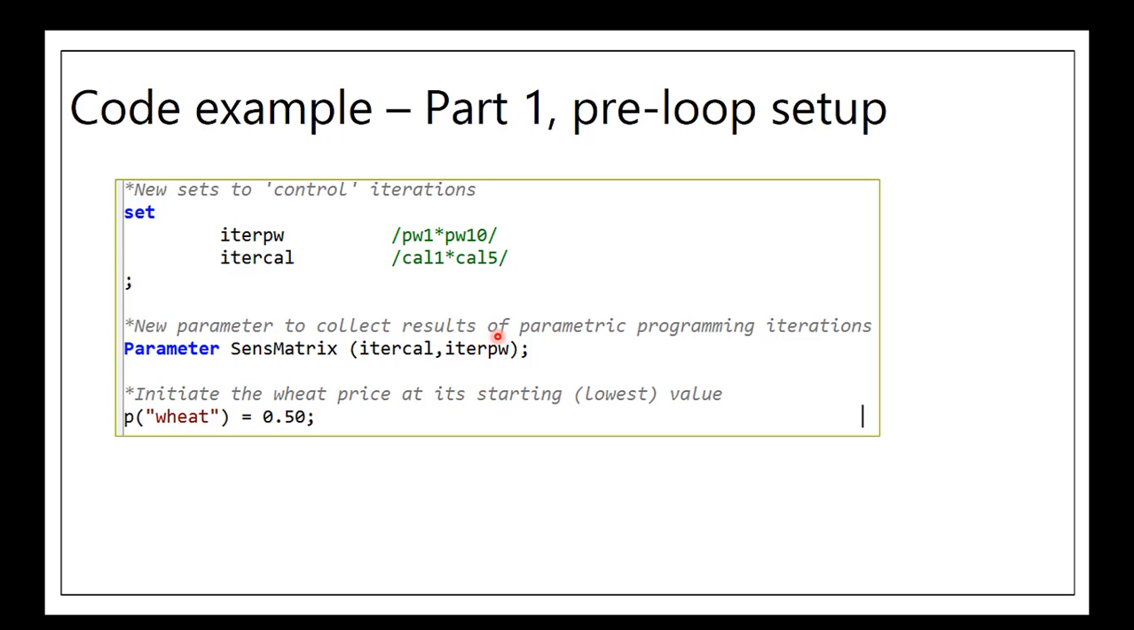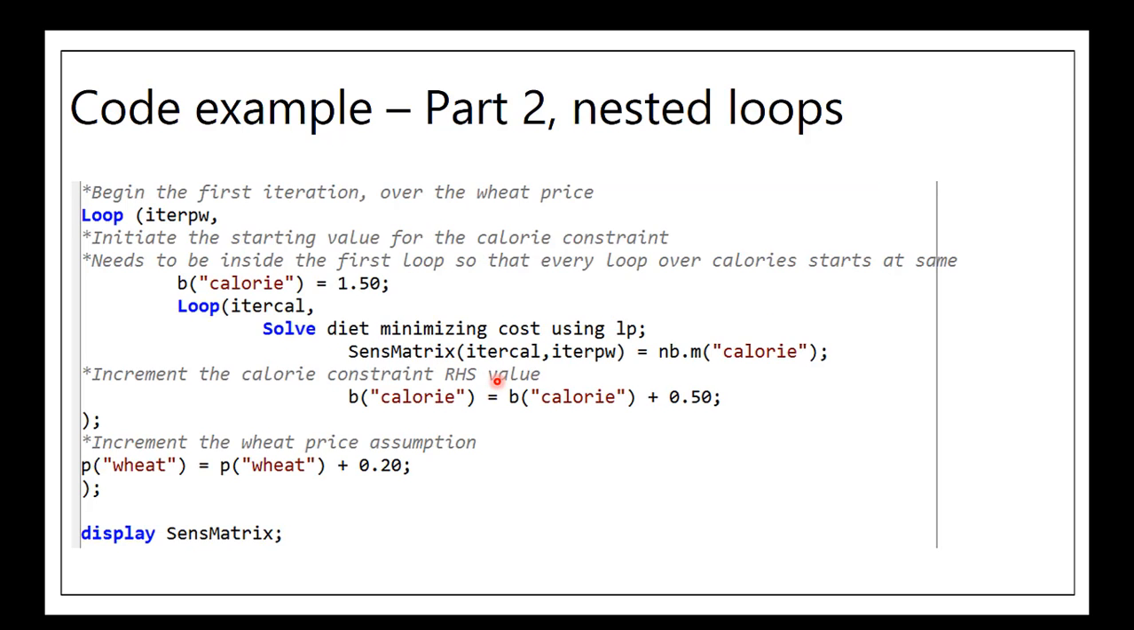We need our new parameter that'll collect all of our results, and so the loop is going to be controlled by the calories and the price of wheat. And so this just says here's a sensitivity matrix that we're going to look at. Iterate over the calories, iterate over the price of wheat, and when you get the third iteration over calories and the fifth price of wheat, record the value that I want right there. And that recorded value is going to be the shadow price of calories. We're iterating over the quantity of calories and the price of wheat. The variable we want to collect for the sensitivity matrix is the shadow price of calories.